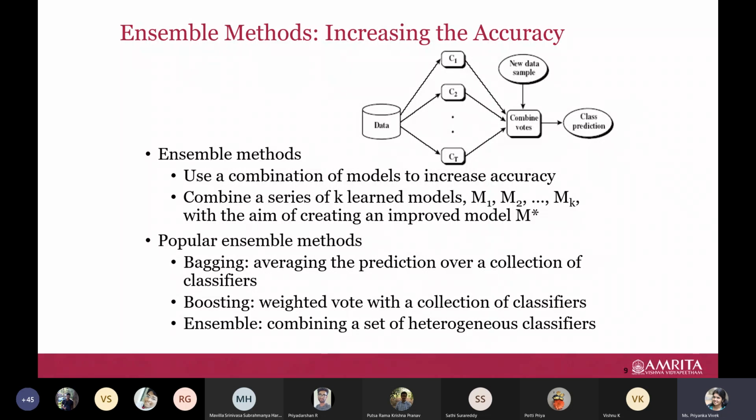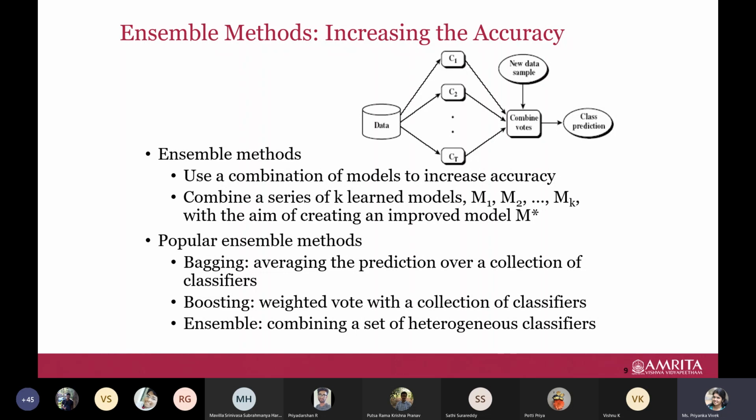So we just discussed that. Next is actually ensemble methods. So what is that? It is basically for improving your performance. Ensemble means we are combining different models. We are combining a series of models and then we try to make a prediction. So a group of models together make a prediction. There is bagging, boosting and ensemble techniques.